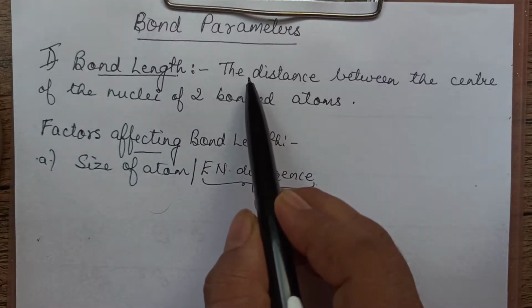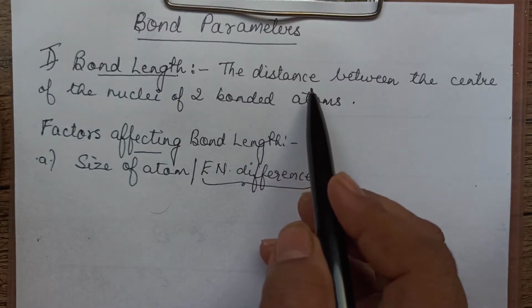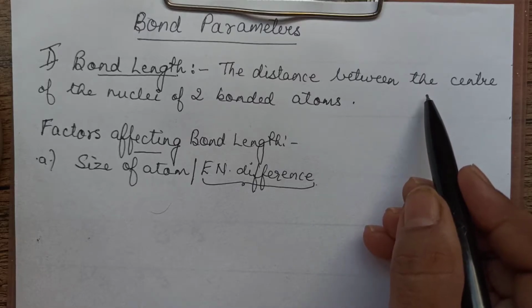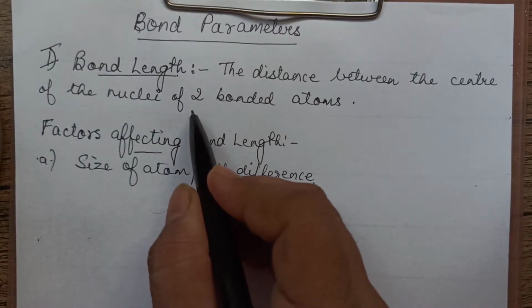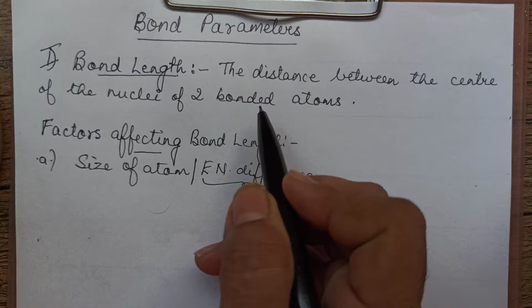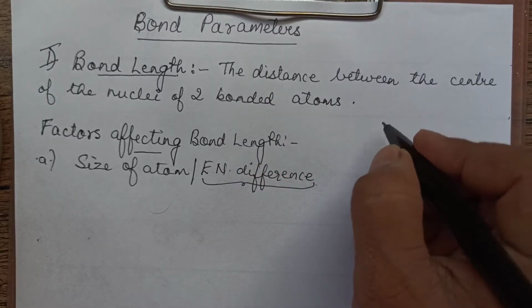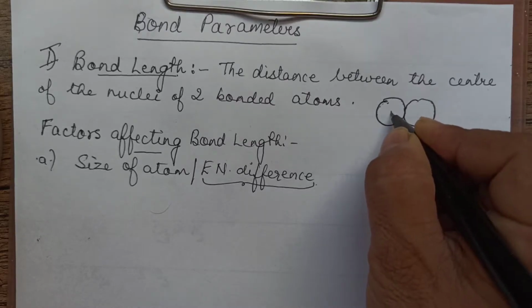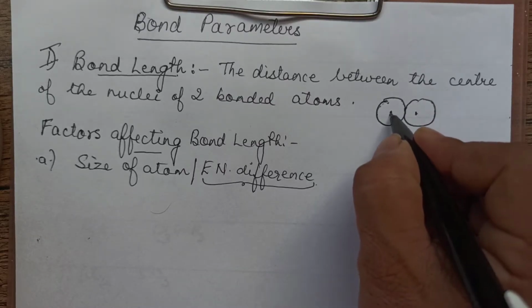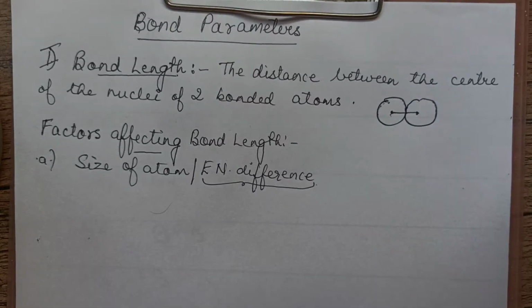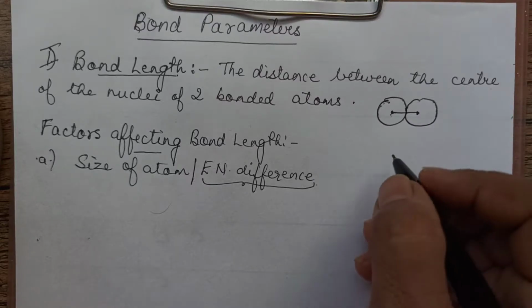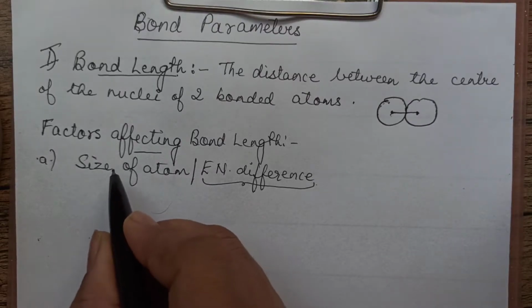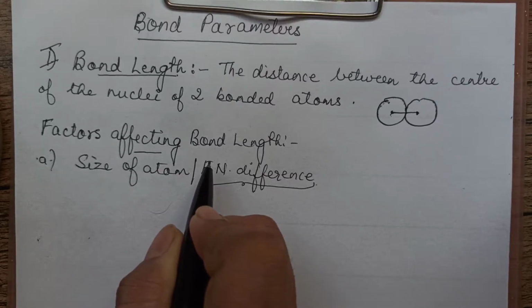We know what bond length is and how it is defined. It is defined as the distance between the centers of the nuclei of two bonded atoms. Suppose you have one atom here and another atom on this side; the distance between the centers of the nuclei of the two bonded atoms is called the bond length. Now we will see what factors affect bond length.